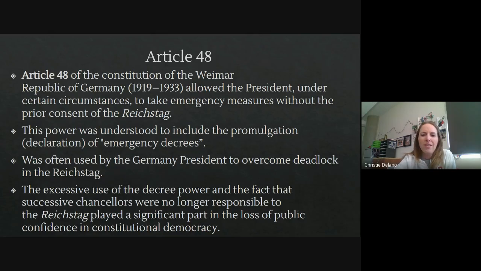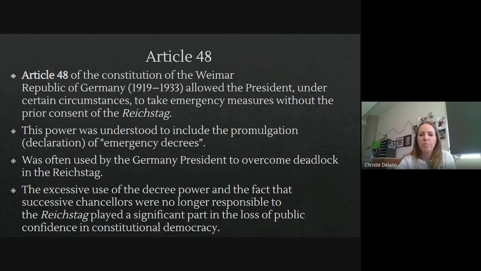Okay, and the government has a president and a chancellor. And this is still the same in Germany, where the chancellor is the face of the country and the president is more figureheadish. Okay? So around this time, the president, under various circumstances, was able to take emergency measures without consent of the Reichstag. That was what their government, kind of their house, we call it the House of Commons, they called it the Reichstag. The Article 48 allowed the president to make emergency decrees.